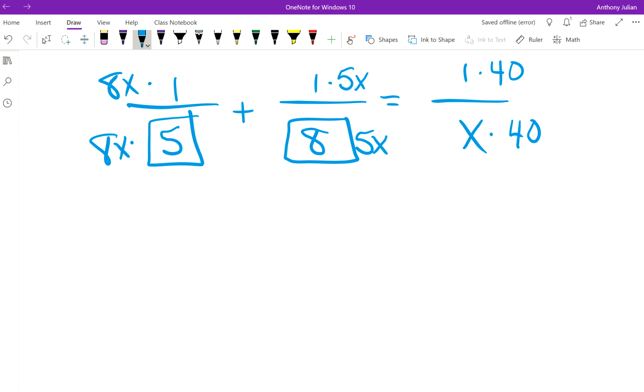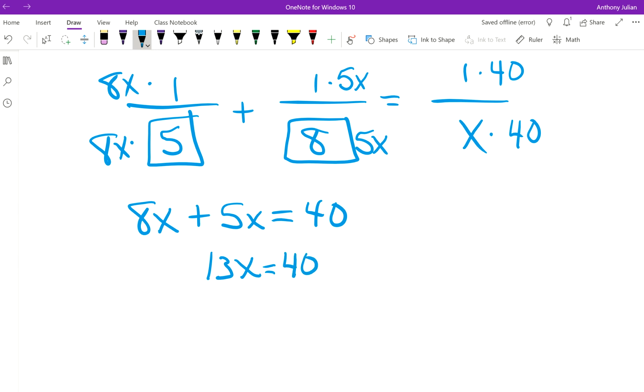Okay? And now I'm going to take care of my numerators. 8x times 1 is 8x, plus 1 times 5x is 5x, and that equals 1 times 40, which is 40. So now I got 8x plus 5x is 13x equals 40. And if I divide both sides by 13, then x equals 40 over 13. And that's how long it would take us to do the job if we worked on it together.